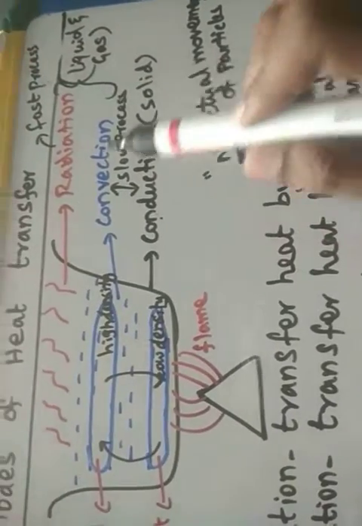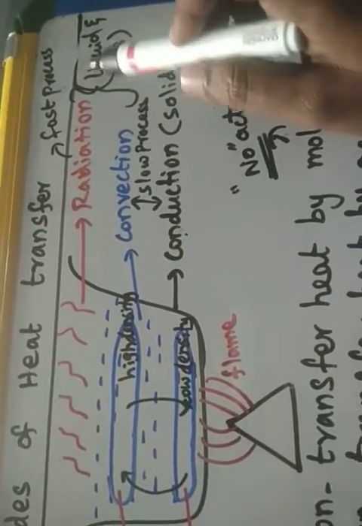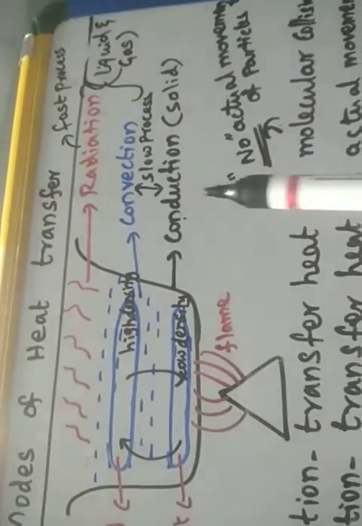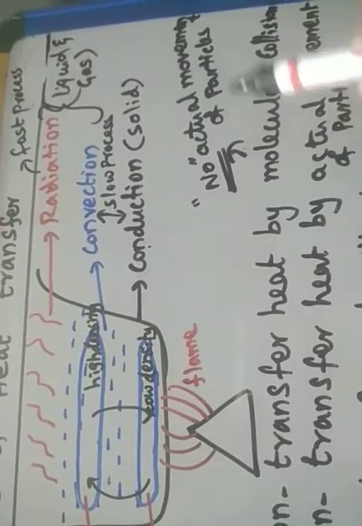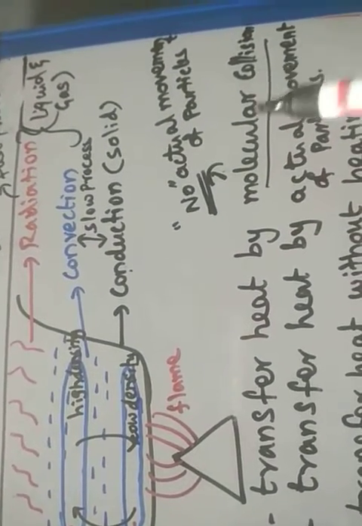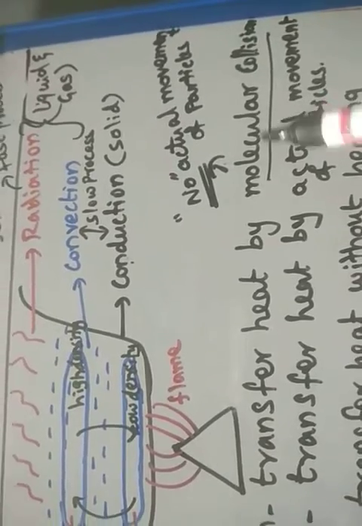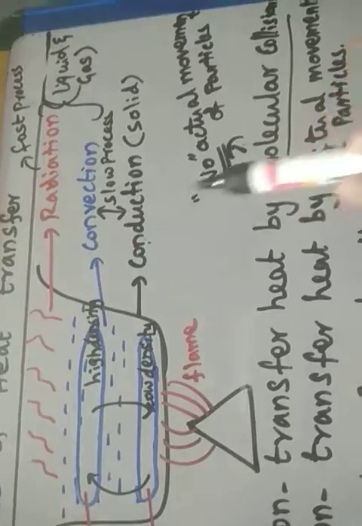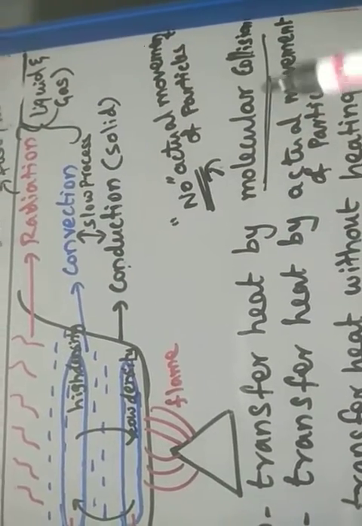Conduction takes place in solids; convection and radiation take place in liquids and gases. Conduction is a slow process, radiation is a fast process. In conduction, there is no actual movement of particles. Conduction takes place only because of molecular collision, and the heat is transferred by molecular collision.